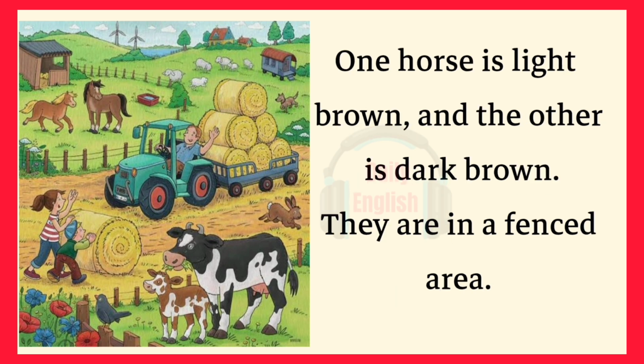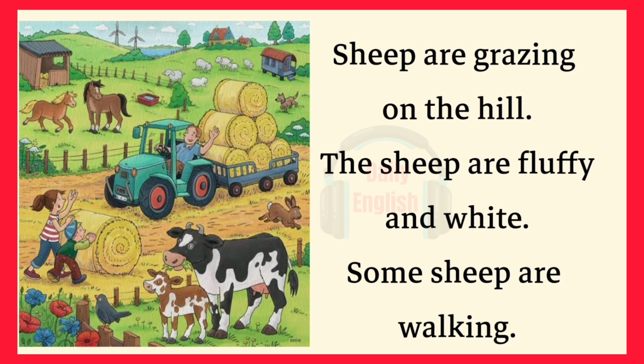One horse is light brown, and the other is dark brown. They are in a fenced area. Sheep are grazing on the hill.